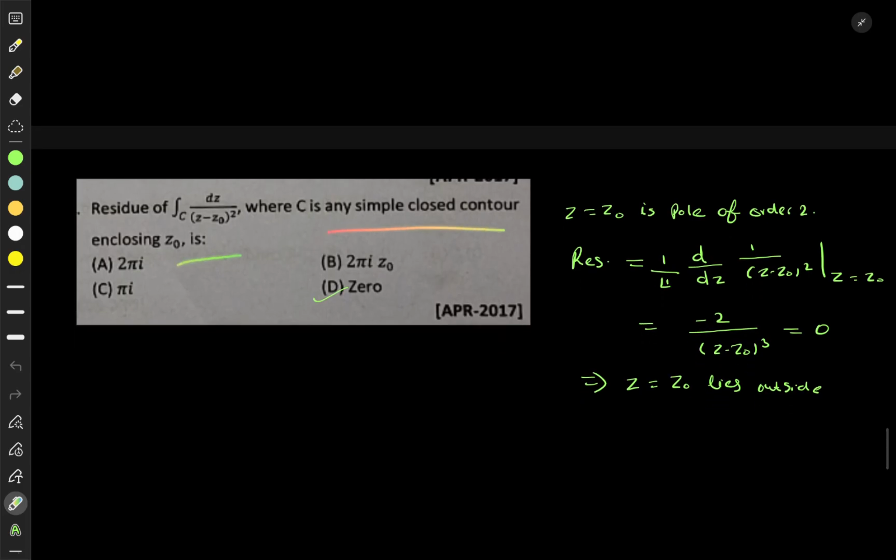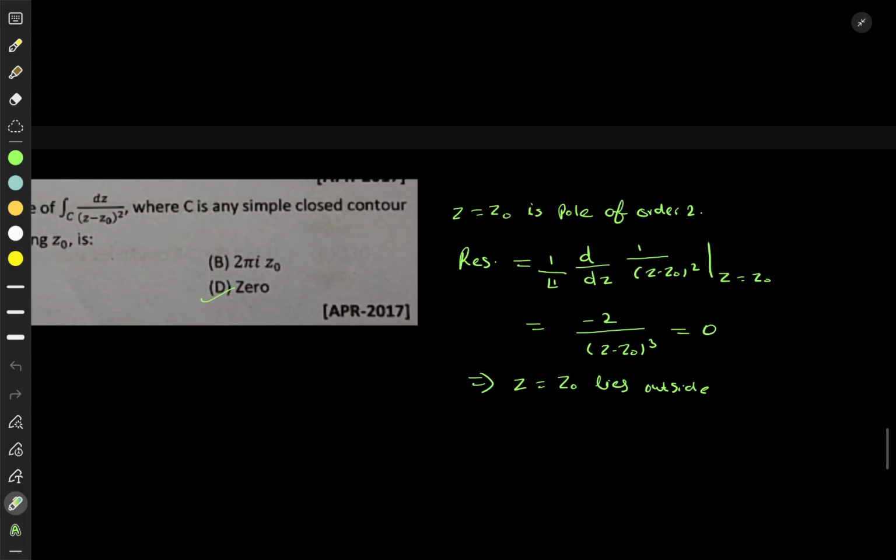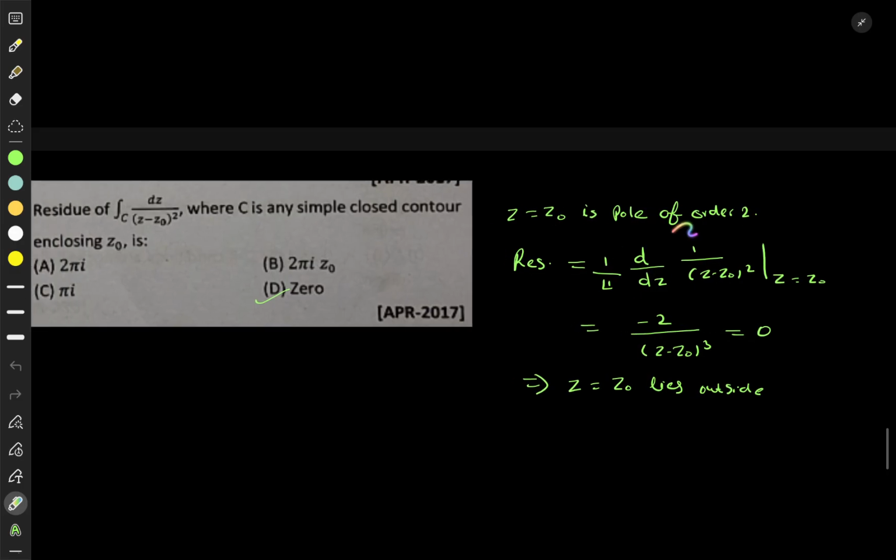Simple closed contour, z equal to 0. So you can see it is a pole of order 2. So pole of order 2 is included, so it is a pole of order more than 1.